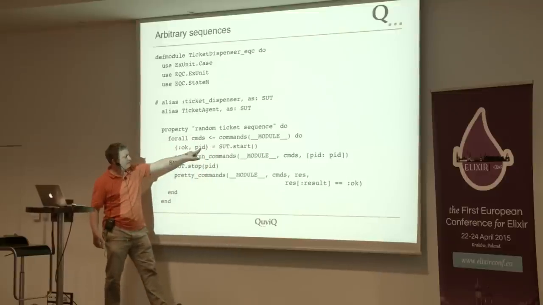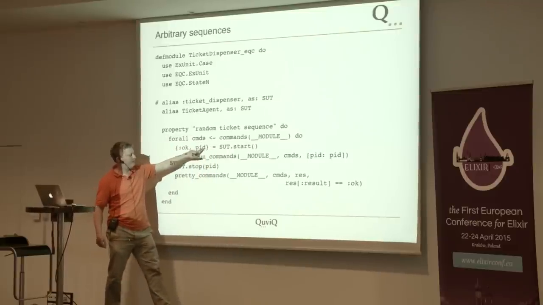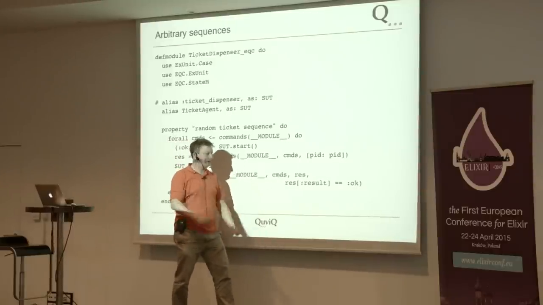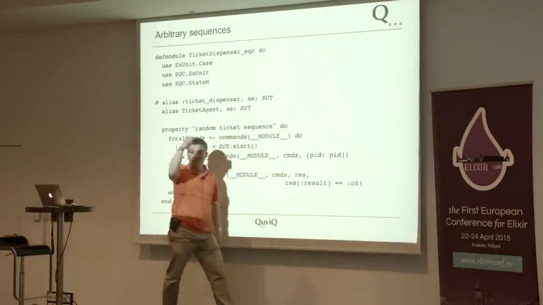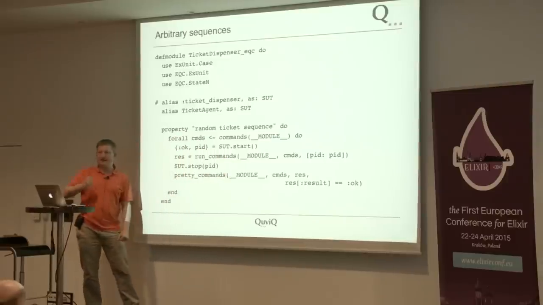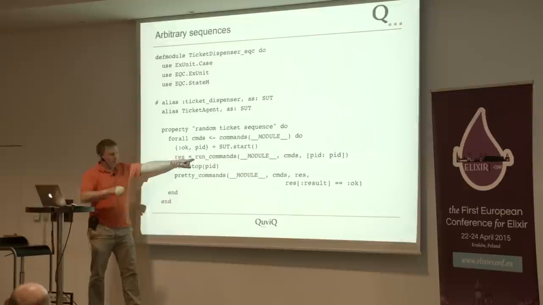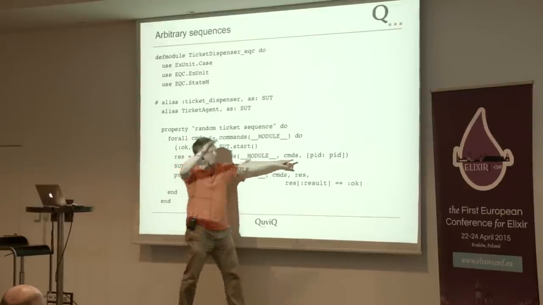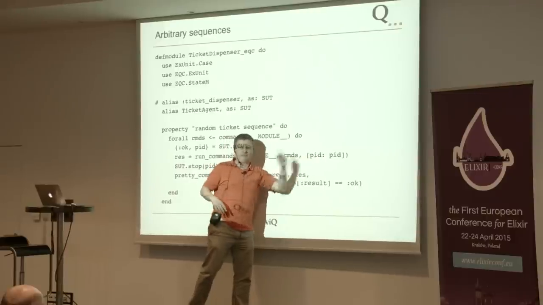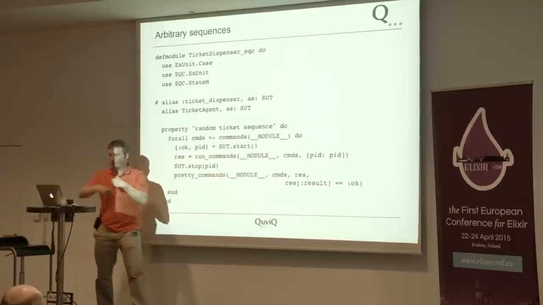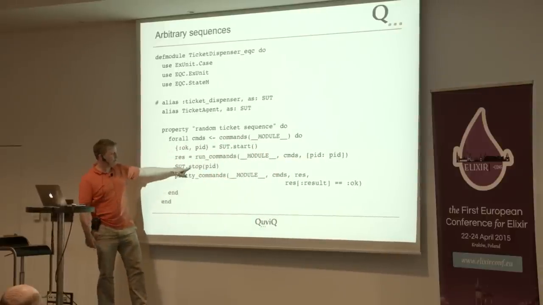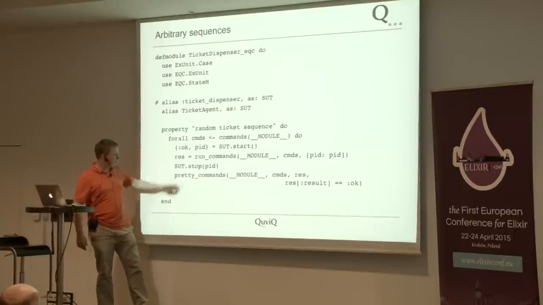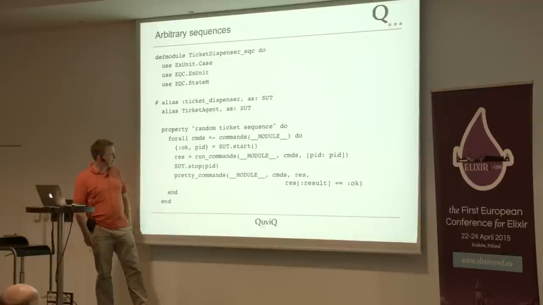And since the command sequence depends on the bit of the started ticket dispenser, I give that as an argument to the test case. So the test case is then, after generation, I say, well, all the bits in my test case are this bit, such that there's no confusion about what I'm actually testing. And then I stop it, and then this printing commands will print the commands when you fail your test case. That's all it basically is.